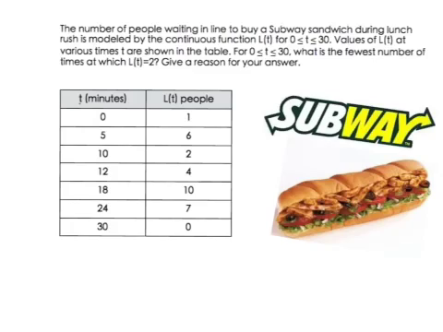For 0 ≤ t ≤ 30, what is the fewest number of times at which L(t) is equal to 2? Give a reason for your answer.